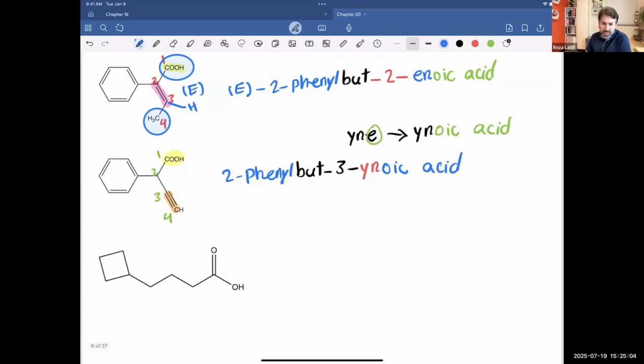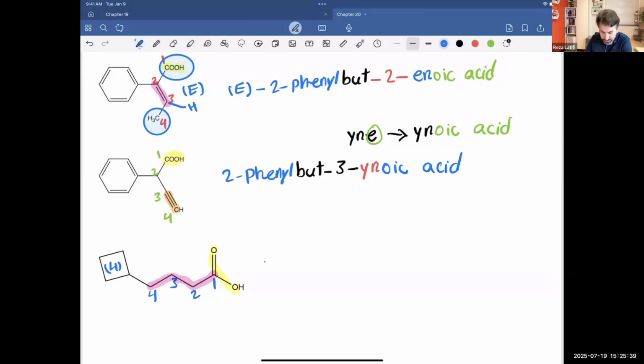Another one. I designed the structure in a way that we have the same number of carbons. We have a ring that has 4 carbons, and here we have 1, 2, 3, 4 carbons. So which one of them is going to be the parent chain or the main chain? The parent chain is the chain that has the carboxylic functional group. So that's technically the main chain, and you have 1, 2, 3, 4 carbons, and you have a substituent which is cyclobutane.